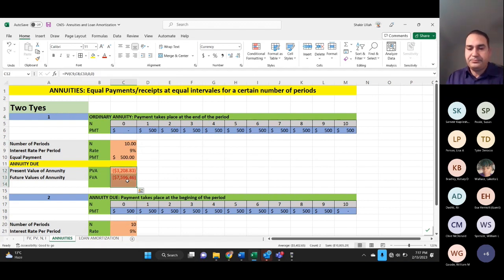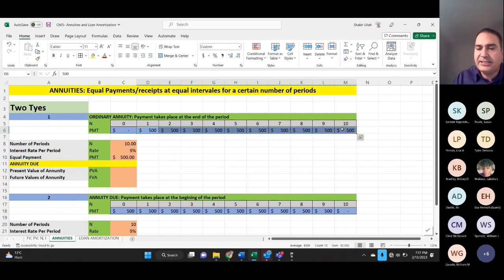Okay, now let's look at this problem. We have got an annuity, and that annuity is 500. So we are receiving 500 each period for the next 10 years. And you see that we do not receive anything in year zero. We start to receive that at the beginning of the first year.